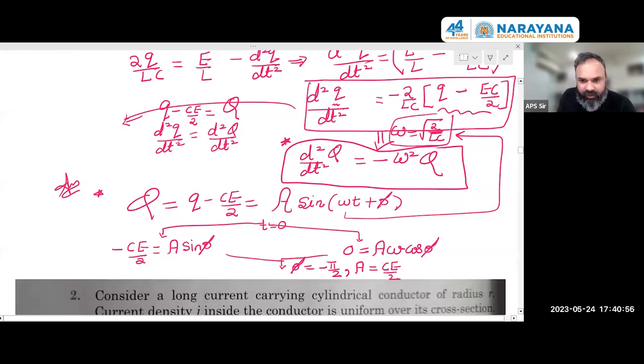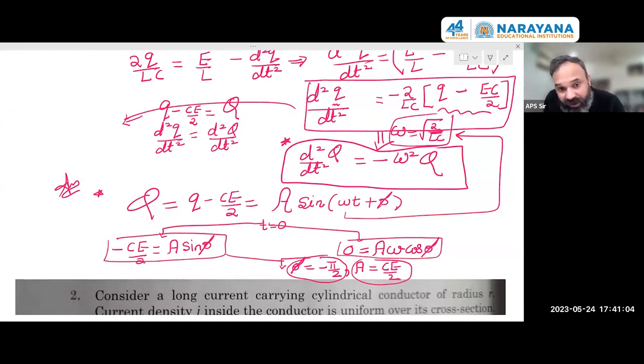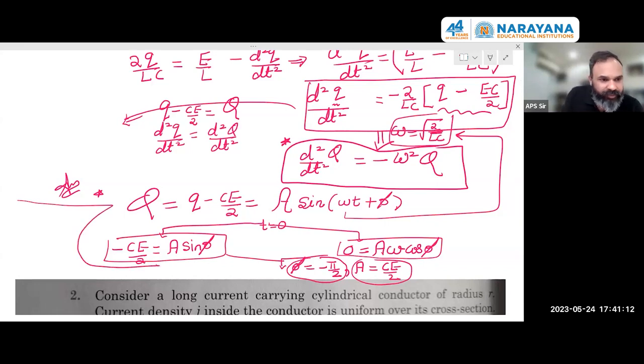Once I do that, phi and A can be found, since I know that this is 0 and minus CE by 2 is A sine phi. So I know phi, I know the value of A. I'll substitute them back. So what I'm getting here is, my interest was small q. So small q as a function of time is CE by 2 plus A sine omega t plus phi. So CE by 2 sine, what was omega? Root 2 by LC into t plus phi, and phi is coming out as minus pi by 2.